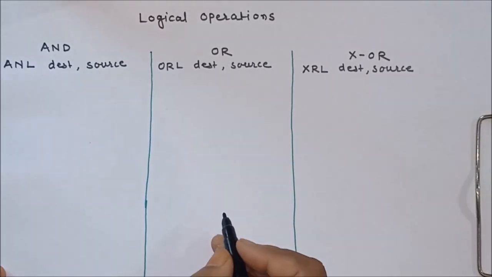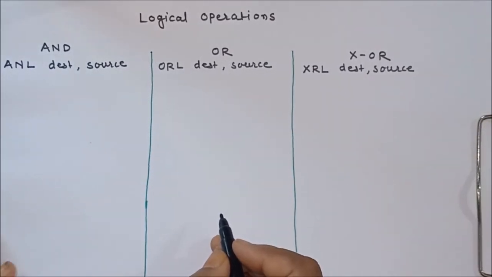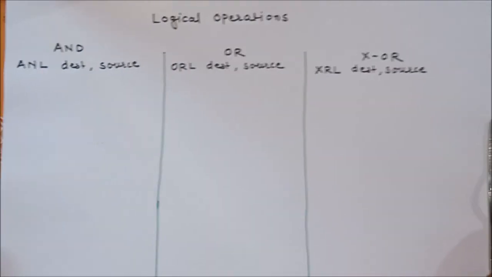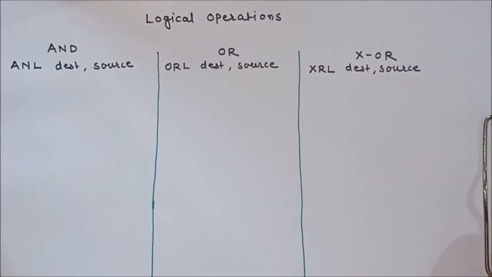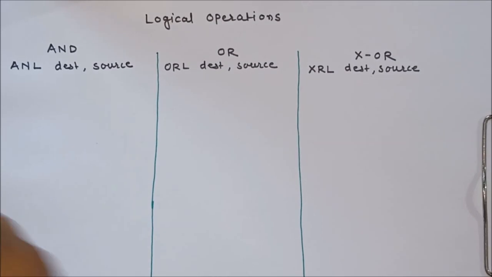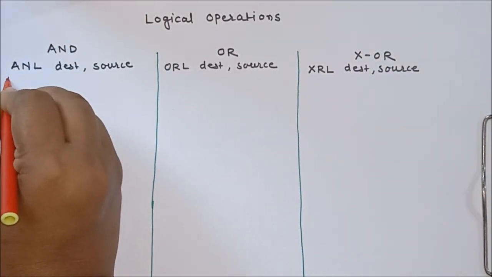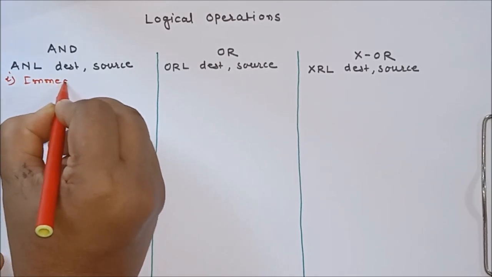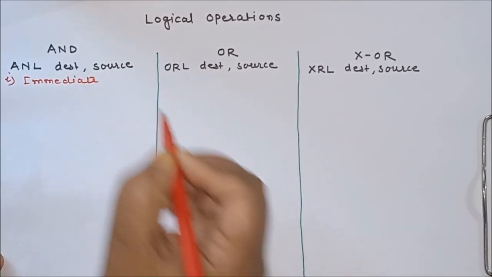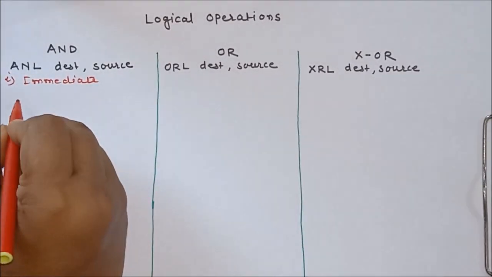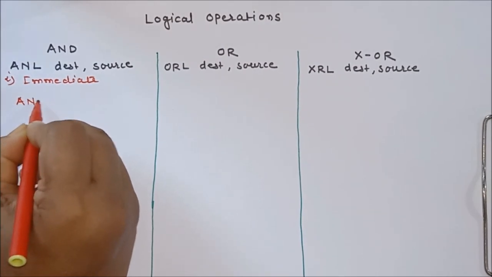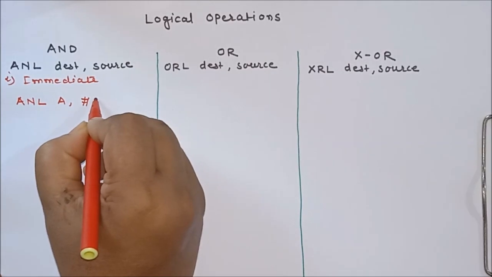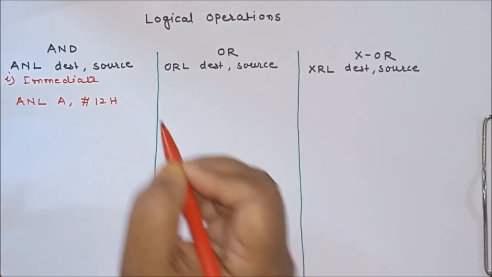Here, bit by bit AND, OR and XOR operations are performed. In all four addressing modes, we can use these instructions. First, immediate addressing mode. In immediate addressing mode, we write ANL A, comma, hash, any number, suppose 12H.